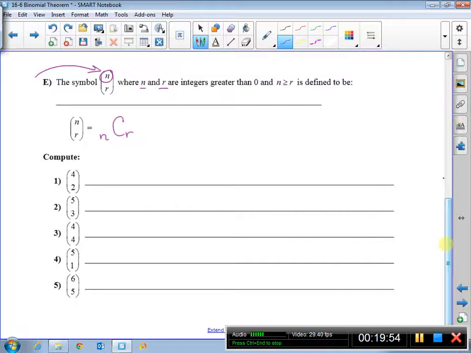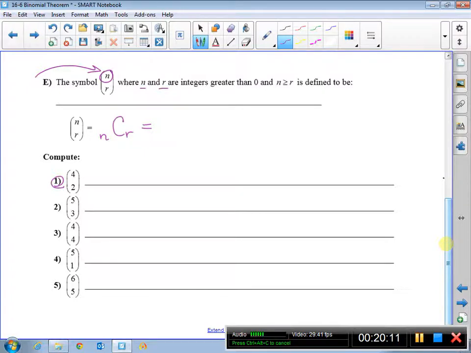The connection that we're going to make here is that Pascal's triangle is actually n choose r. So the formal definition for n choose r, I'll give you in a moment. Let's do a couple of these.